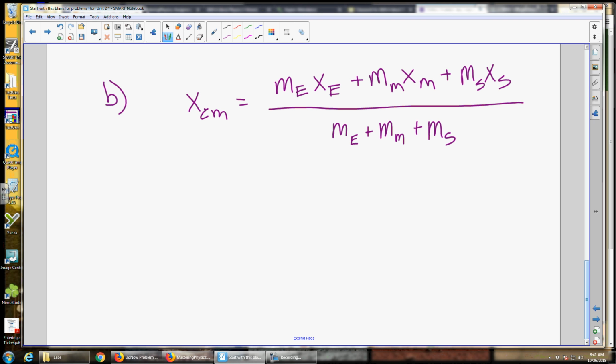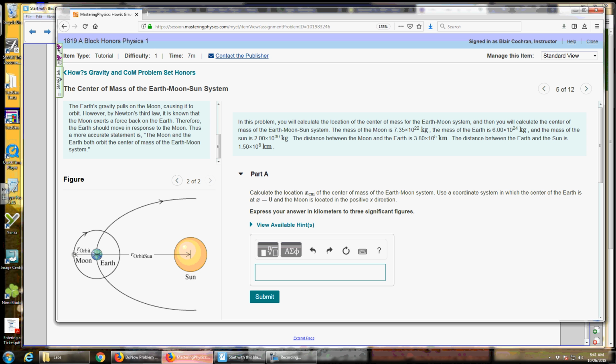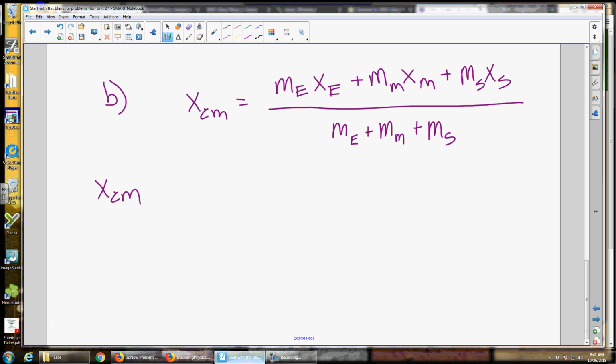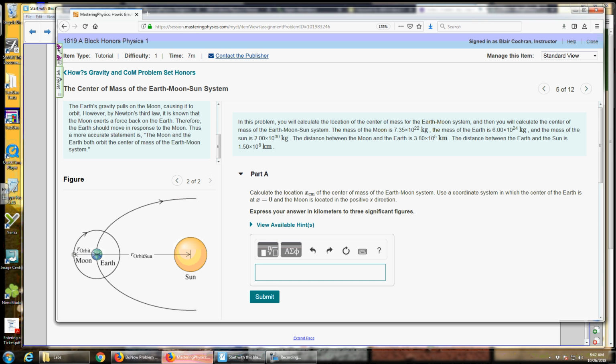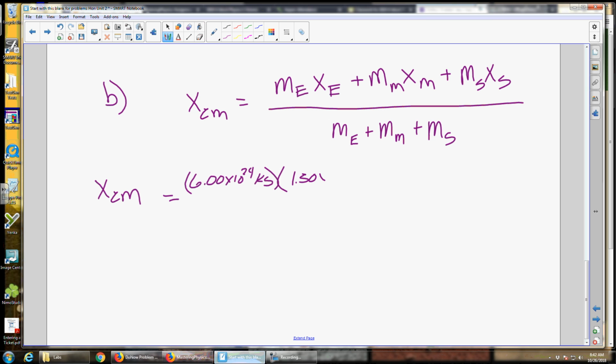All right. Now I'm plugging in again. I need to keep in mind that it goes Moon, Earth, Sun. So the radius from the Sun to the Earth is 1, and then the radius from the Sun to the Moon is going to be those 2 radii combined. So, equals mass of the Earth, 6.00 times 10 to the 24th kilograms. Location of the Earth from the Sun is that Earth to Sun radius, 1.50 times 10 to the 6th kilometers.